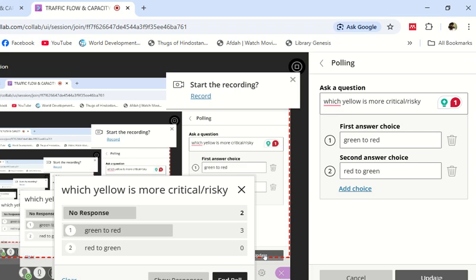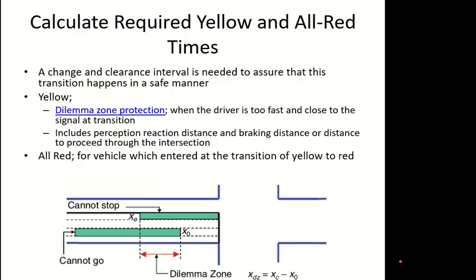Okay, so as you said, green to red is more critical. So we are talking about yellow, which goes between green to red. Yellow is also called the change interval, and clearance is also called the all red interval. So there are two names for each one of them: yellow or change, and all red or clearance.